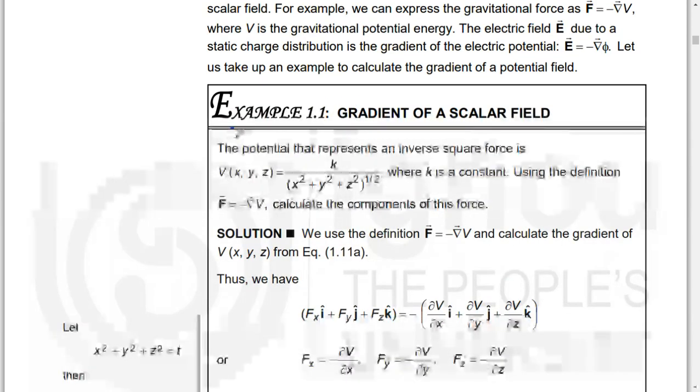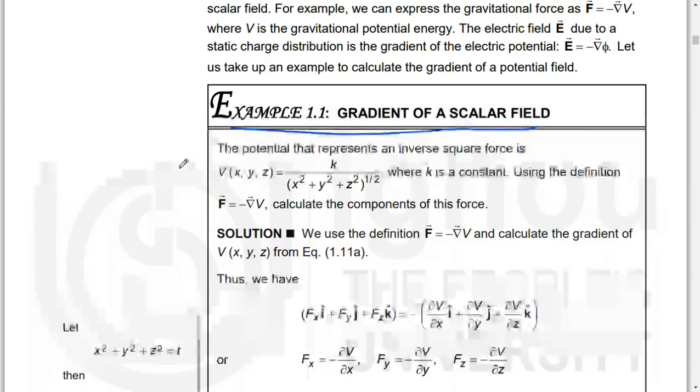Example 1.1, gradient of a scalar field. The potential that represents an inverse square force is V of x, y, z equals k by x square plus y square plus z square, the whole to the power half, where k is a constant. Using the definition F equals minus del V, calculate the components of this force.